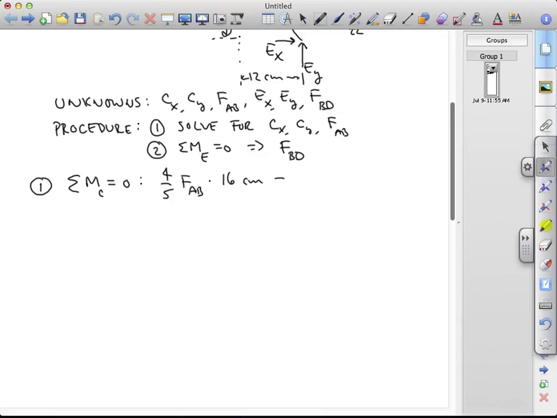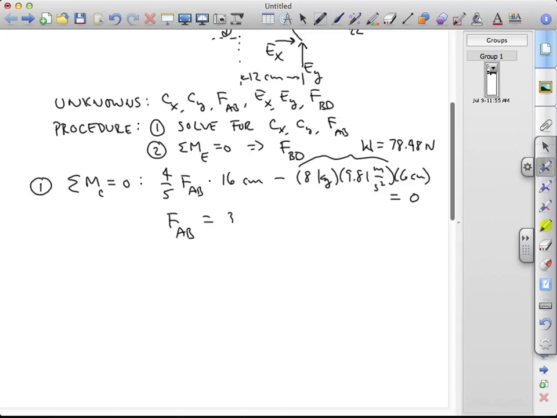And then the weight is exerting a clockwise or negative moment through a moment arm of 16 minus 10 or 6 centimeters, so we have 8 kilograms times 9.81 meters per second squared to get a weight in newtons times 6 centimeters. That equals 0. We might just note here that the weight turns out to have a value of 78.48 newtons. So if we solve that for FAB, we end up with a value for FAB that's equal to 36.79 newtons.